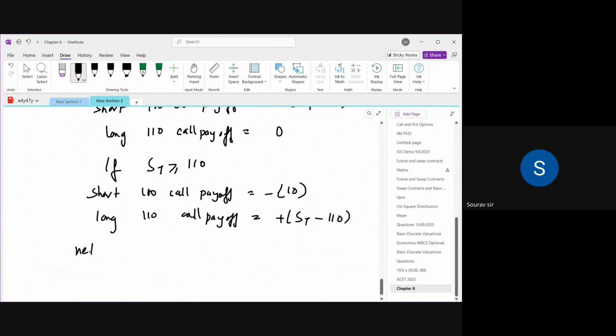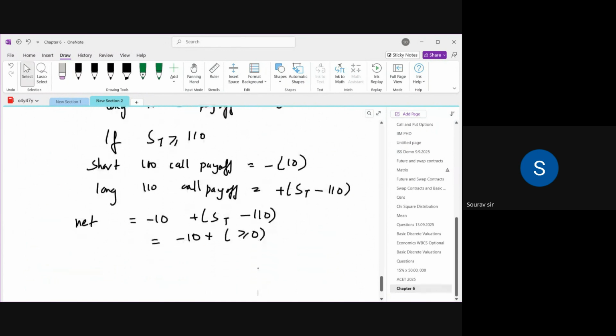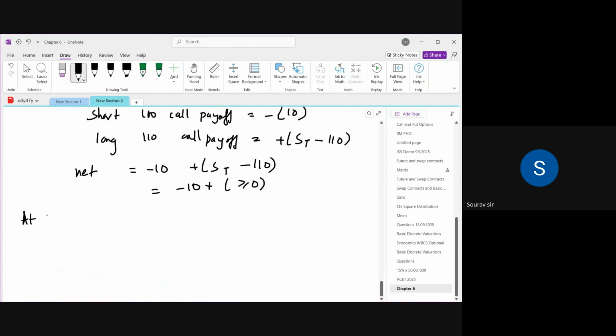So what is the net here? Minus (ST minus 100) plus (ST minus 110), so that is minus 10. At 110 it is minus 10 plus 0, so that is minus 10. So the final payoff is minus 5 after including the premium. So the result is like this.